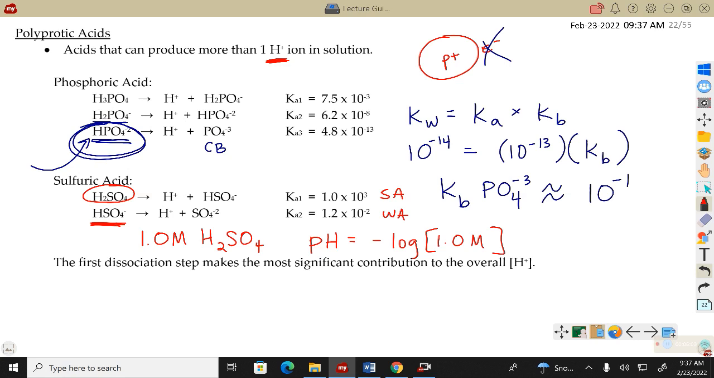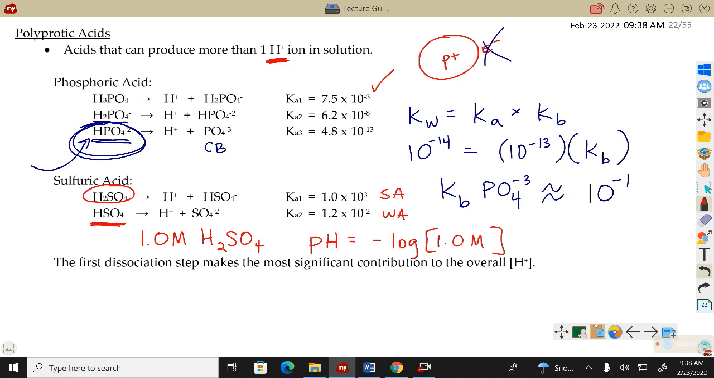And you don't have to memorize this. They're going to give me the K values. Or even in phosphoric acid, the first dissociation has the largest K value. So the first dissociation, whether it's strong or weak, will always be the more significant source of hydrogen. And so if I wanted to calculate the pH of a phosphoric acid solution, I could set up a weak acid ice table, but I only need to do one. I would just do an ice table with this first equation and the first Ka.